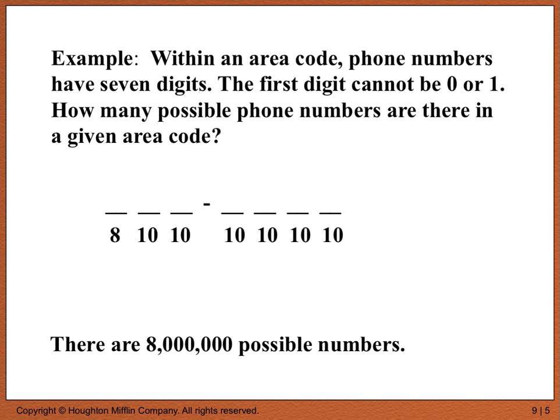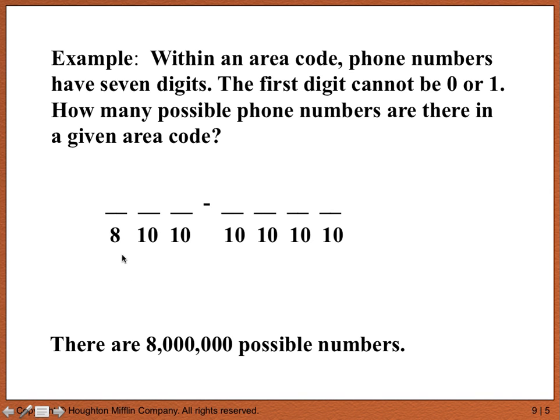The answer then is 8 million possible numbers. And that comes from just 8 times 10 times 10 times 10 times 10 times 10 times 10. These are all considered independent events. We multiply them all together, and the result is 8 million.